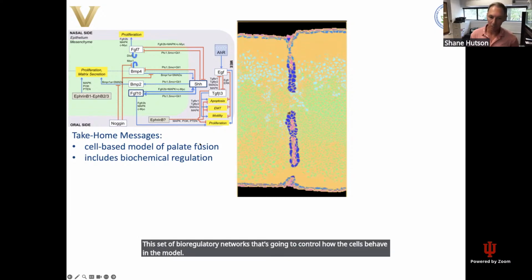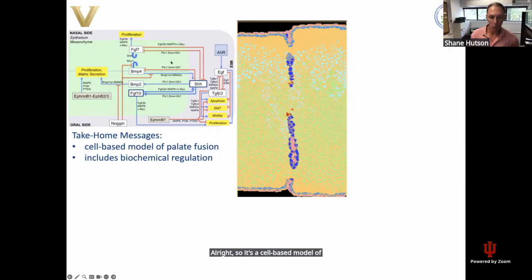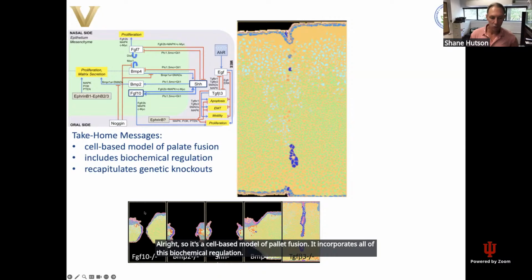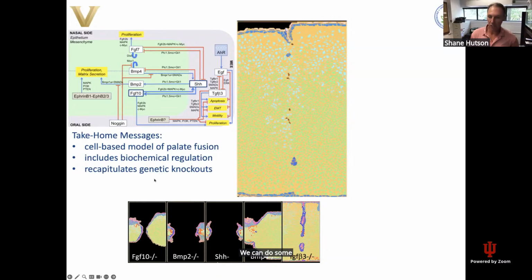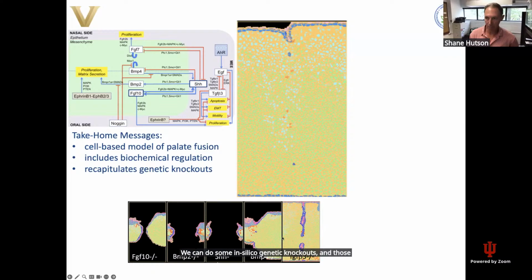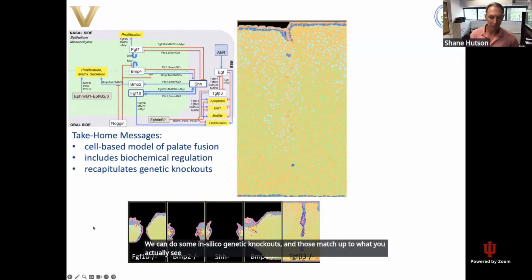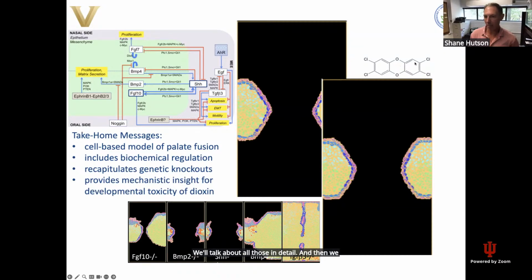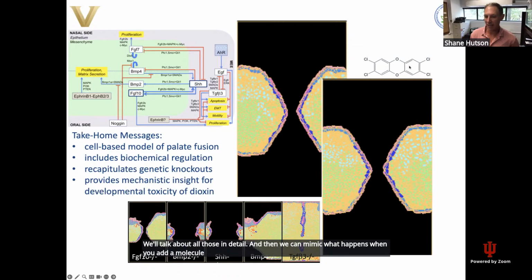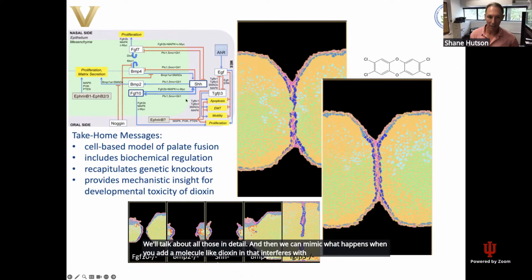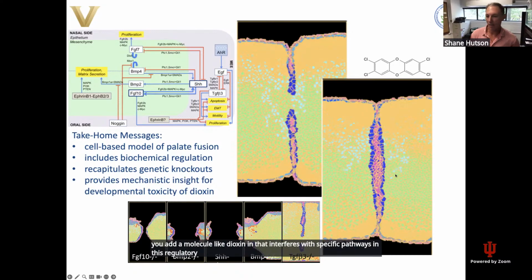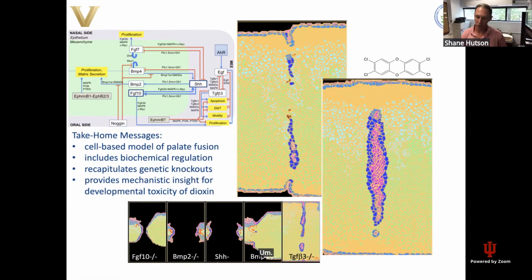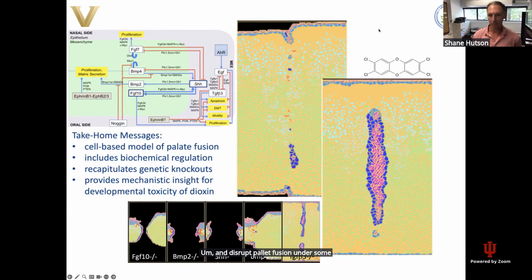All right, so it's a cell-based model of palate fusion. It incorporates all of this biochemical regulation. We can do some in silico genetic knockouts, and those match up to what you actually see in experiments. We'll talk about all those in detail. And then we can mimic what happens when you add a molecule like dioxin that interferes with specific pathways in this regulatory network, and think about how that affects palate fusion and disrupts palate fusion under some circumstances.